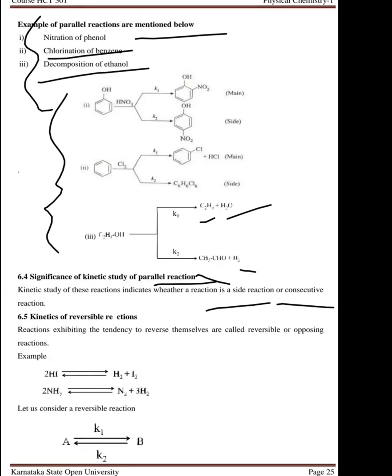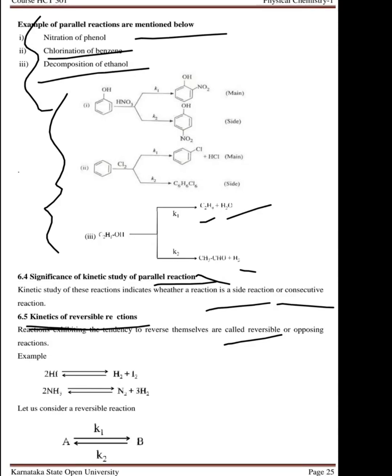So next we are going to study the kinetics of reversible reactions. We have studied parallel reactions. Now we are going to study the kinetics of reversible reactions: reactions exhibiting the tendency to reverse. So it is known as a reversible reaction.